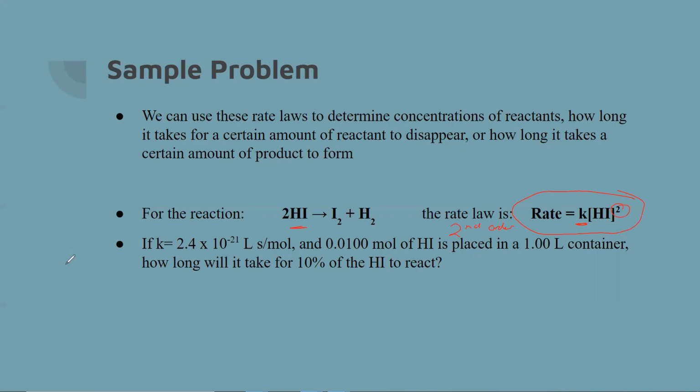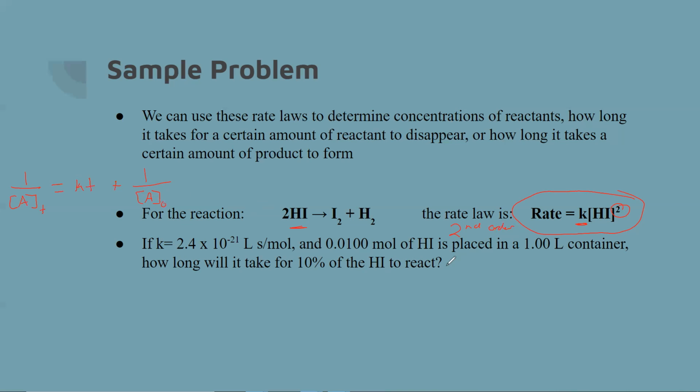Because of that, we are going to use the second order integrated rate law, which I'm just going to write down on the left over here. 1 over our concentration of A sub T, which is going to be our final concentration, is equal to K, which is our constant, times time, plus 1 over our initial concentration of A. All right, so that is the integrated rate law that we will be using to solve this problem.